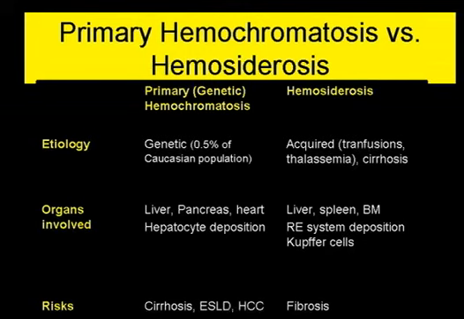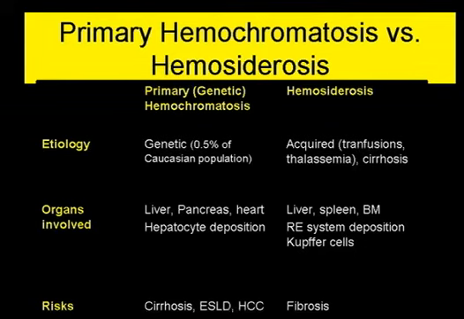Usually at histology, the iron is present inside the hepatocyte. For hemosiderosis, the iron is usually present in the Kupffer cells, a reticuloendothelial system deposition, and it does not usually affect the pancreas or the heart, unless it's a very advanced disease. It usually goes into the liver, the spleen, and the bone marrow. So that's a way you can differentiate these two entities.